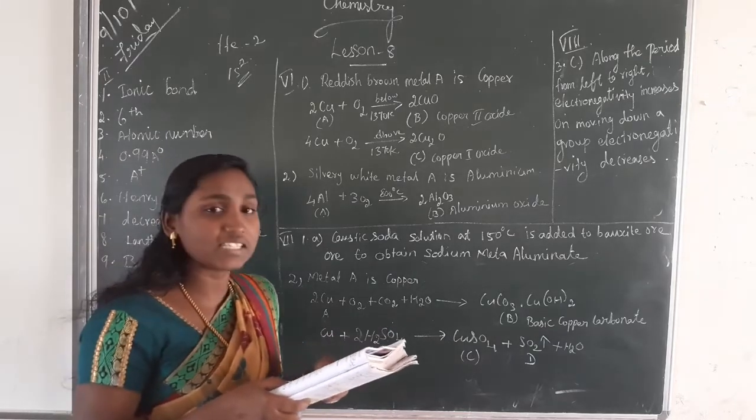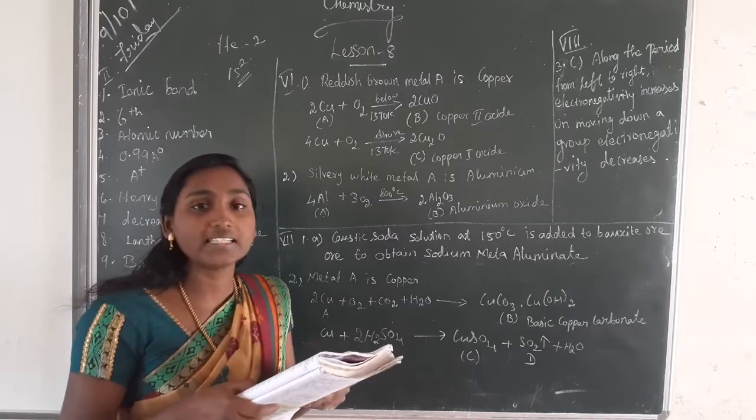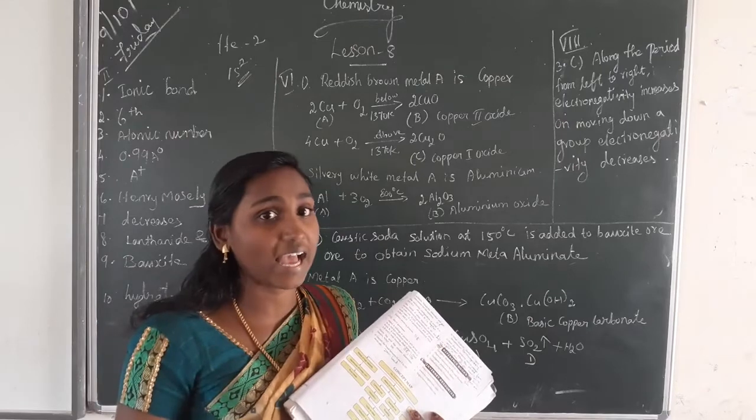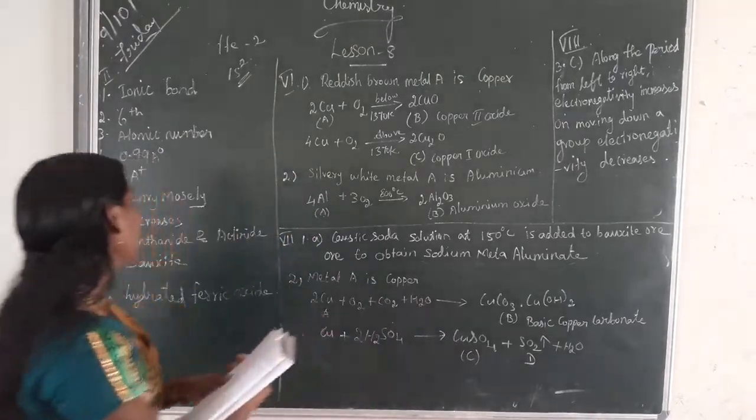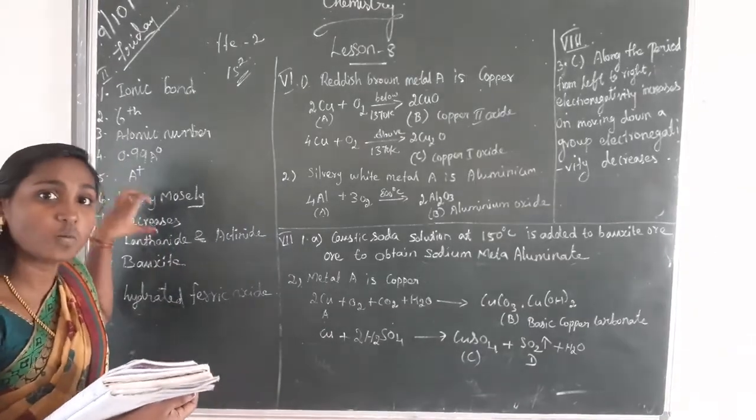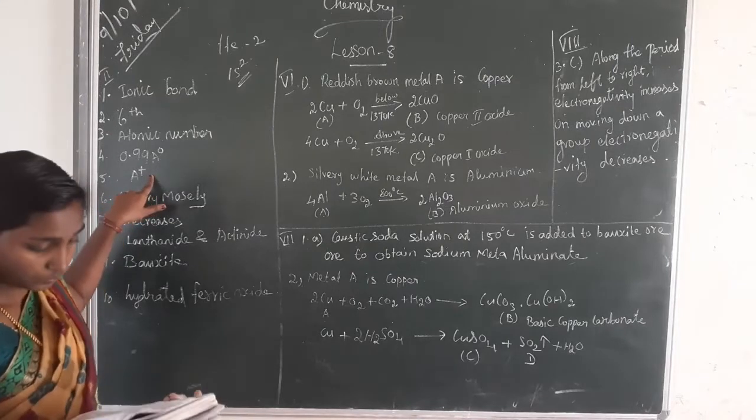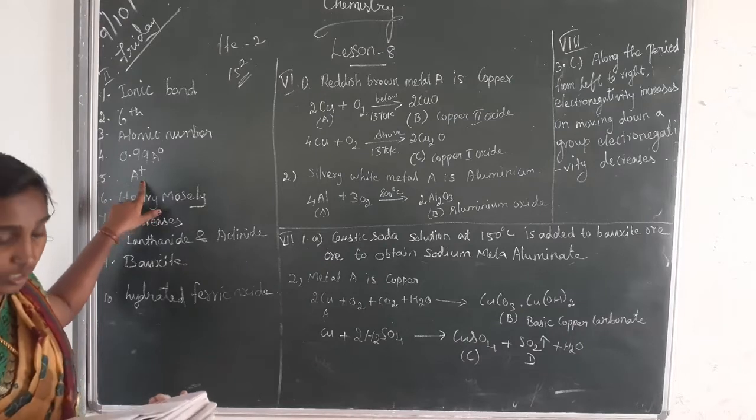Among the given species A minus, A plus and A, the smallest one in size is, so A minus is an anion, A plus is a cation, and A is a neutral atom. So compare these three: A plus, the cation, has a very small size. So note it, fifth one answer A plus, a cation.